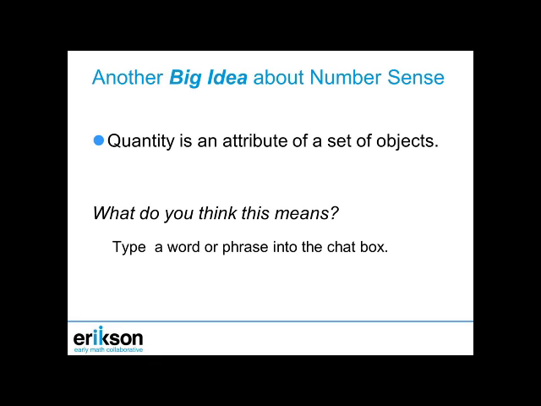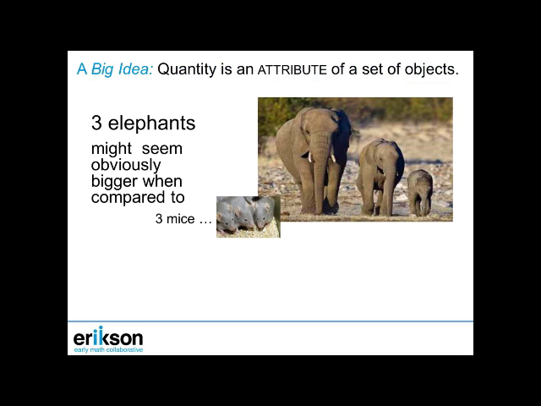Okay, I see someone said concept. We have: tells you how many in a group, defines how many are in a group. Quantity is an adjective. Ooh, quantity is an adjective, not a noun. Very nice. Create a picture. Numbers are adjectives, defines the amount. Objects can also have other attributes like shape. Hey, good point. These are good. A lot of good thinking. So let's go on and think a little bit more about this very important big idea, that quantity is an attribute of a set of objects.